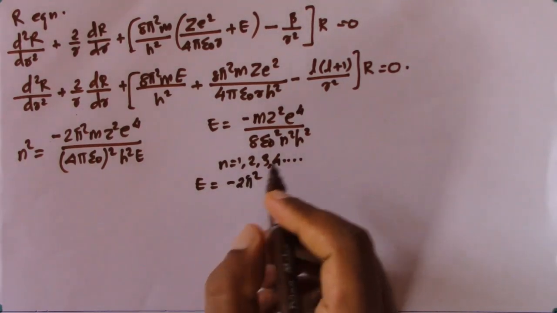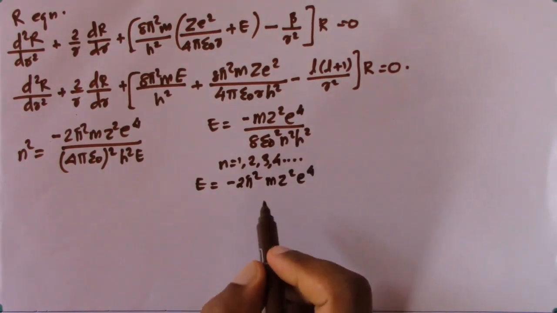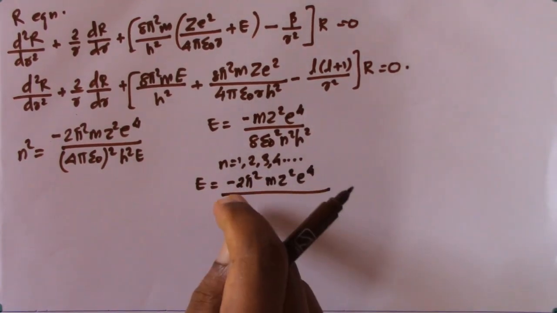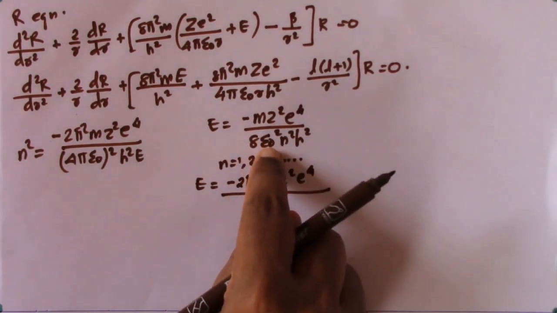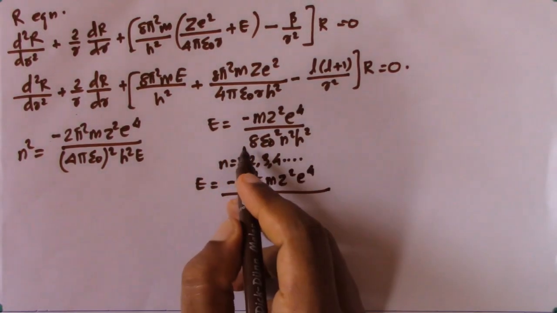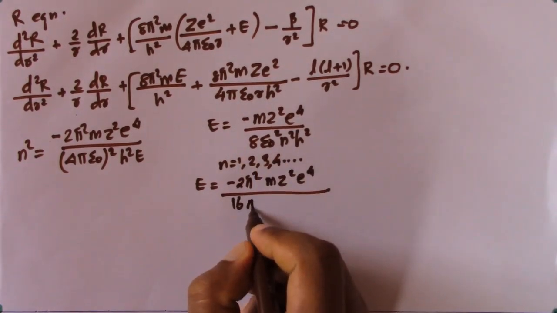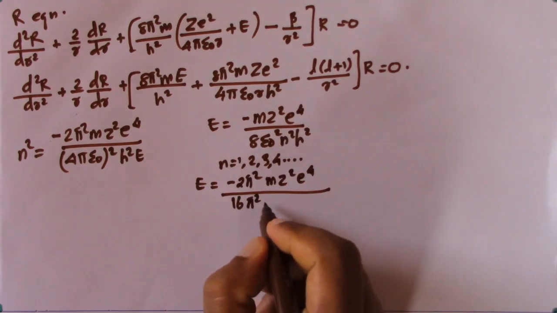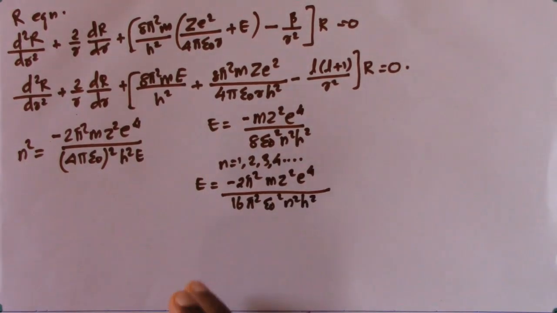So minus 2 pi square m z square e raised to 4 divided by... I will multiply with the 2 pi square in the denominator also. When I am multiplying with the 2 pi square in the denominator, I will get 2 into 8, that is 16 pi square epsilon 0 square n square h square.